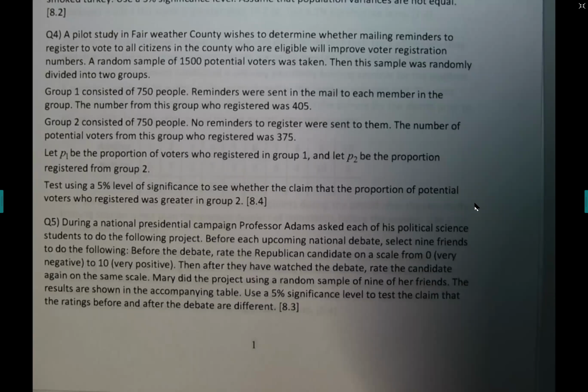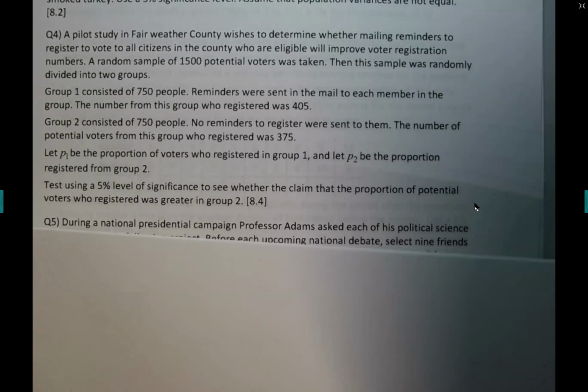Let's read this together. A pilot study in Fairweather County wishes to determine whether mailing reminders to register to vote to all citizens in the county who are eligible will improve voter registration. A random sample of 1,500 potential voters was taken. Then this sample was randomly divided into 2 groups. Group 1 consisted of 750 people. Reminders were sent in the mail to each member. The number from this group who registered was 405. So they sent a reminder to register to 750 people who are eligible to vote, and 405 registered.